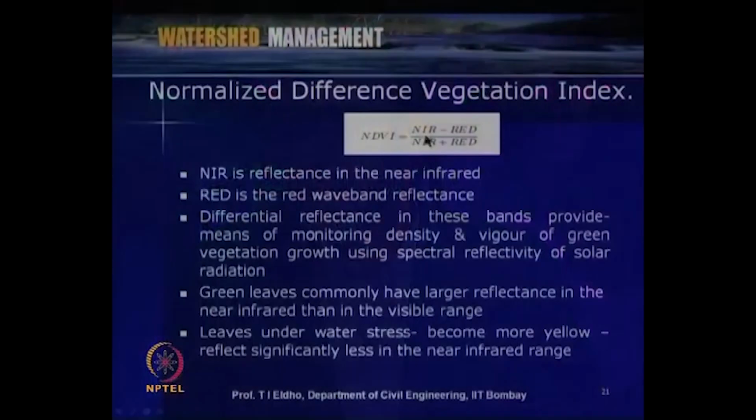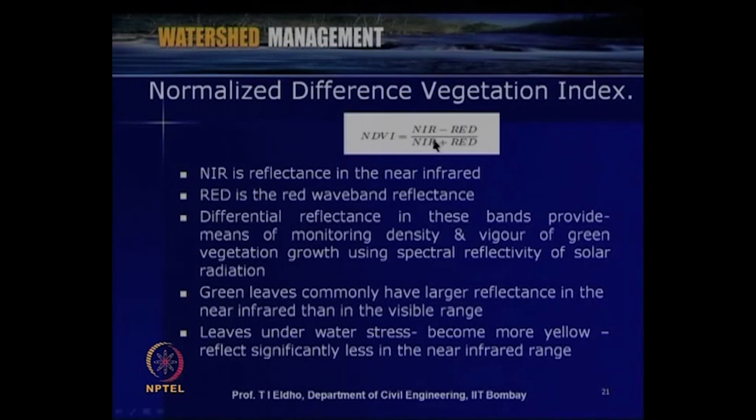So, finally, the NDVI we can obtain as NIR minus red divided by NIR plus red, where NIR is reflectance in the near infrared region, and red is the red waveband reflectance for that particular image. Then differential reflectance in these bands provides a means of monitoring the density and vigor of green vegetation growth using the spectral reflectivity of solar radiation. Green leaves commonly have a larger reflectance in the near infrared than in the visible range, and leaves under water stress become more yellow and reflect significantly less in the near infrared range.